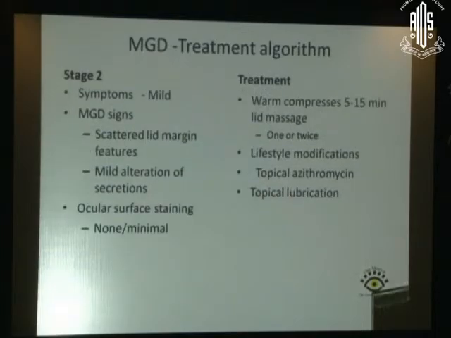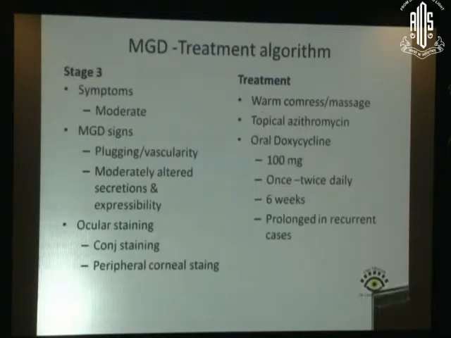More common is stage 2, in which there are symptoms and some signs of MGD, though there is no ocular surface staining. In these patients, the mainstay of treatment is warm compresses and lid massage. Warm compresses should be for 5 to 15 minutes. Temperature should be around 40 degrees, and it should be done once or twice. In addition, we can add topical azithromycin eye drops twice a day. Lubrication should depend upon the symptoms and associated aqueous deficiency.